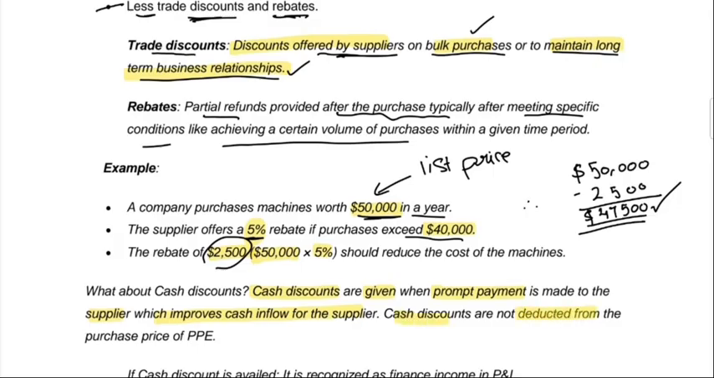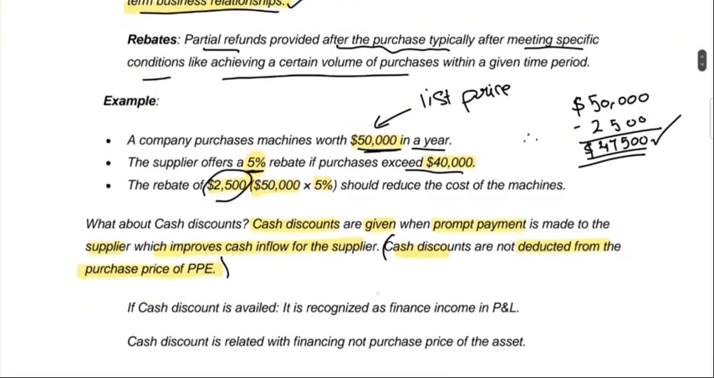Cash discounts are given when prompt payment is made to the supplier, which improves cash inflow for the supplier. Cash discounts are not deducted from the purchase price of property, plant, and equipment. It's very, very important. Cash discounts are not accounted as deduction from the initial price of the asset because cash discounts are recognized as finance income in your profit or loss account. Cash discount is related with financing, not purchase price of the asset. It's extremely crucial because cash discount is like saying that if you're going to pay within a specific time period, then you're going to get that kind of discount.